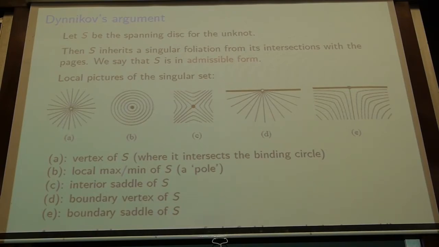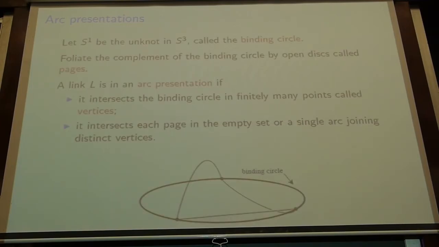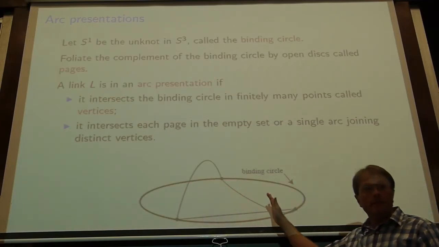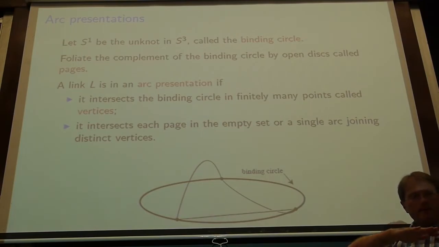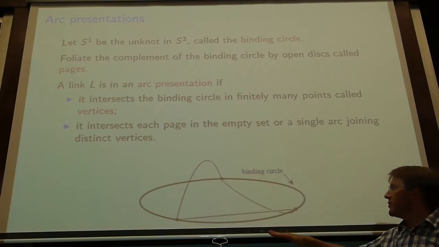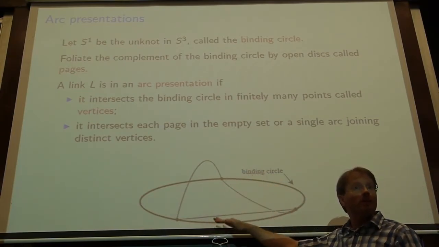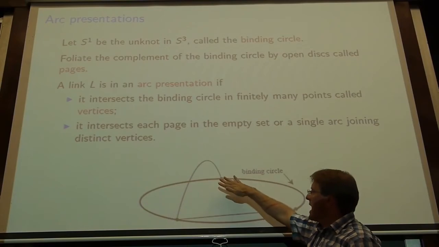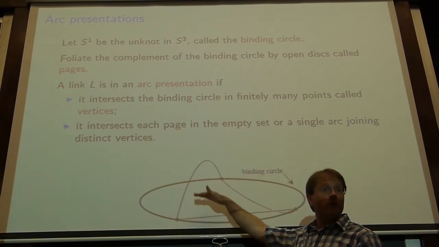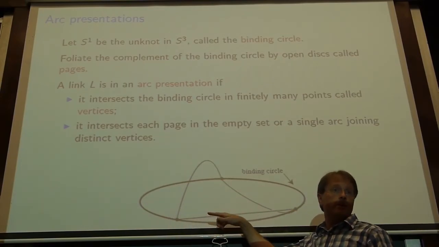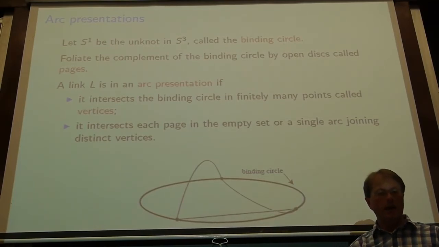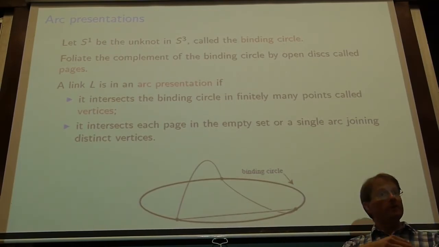Suppose I've got the unknot. It bounds a disk. That disk inherits a singular foliation from its intersection with the pages. You can think of the pages as forming a sort of height function on the complement of the binding circle. That height function gives you a height function on the disk, and the level sets of that height function give you the leaves of a singular foliation.